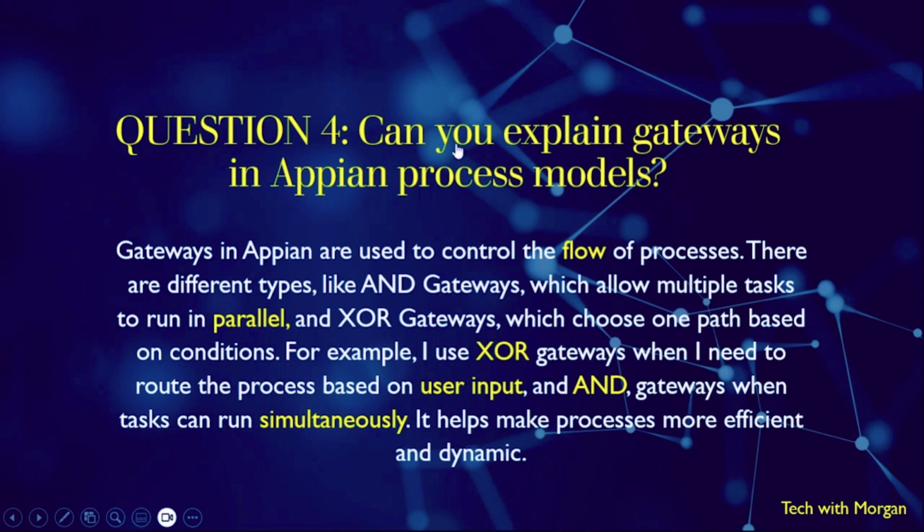Question 4. Can you explain gateways in Appian process models? Gateways in Appian are used to control the flow of processes. There are different types, like AND gateways, which allow multiple tasks to run in parallel, and XOR gateways, which choose one path based on conditions. For example, I use XOR gateways when I need to route the process based on user input, and AND gateways when tasks can run simultaneously. It helps make processes more efficient and dynamic.